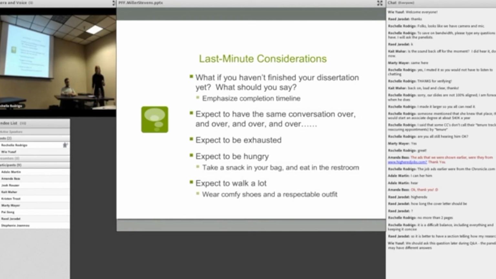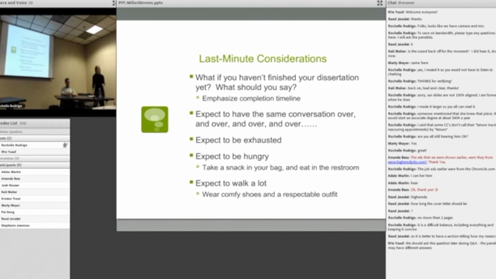Expect to be completely exhausted. This experience in a job interview is, the second you are picked up at the airport, it's go time, you are on, you have no minute to rest. Really. You don't even sleep at night because you're anxious about it. So expect to be exhausted. That is something that surprised me.